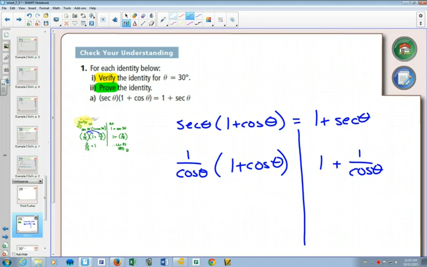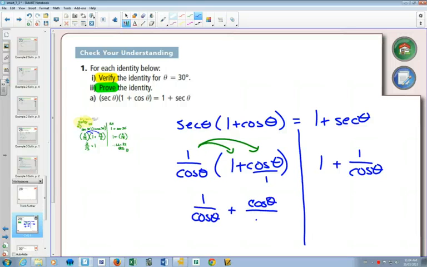Again, same thing that we did for distributing. I could distribute the 1 over cos. 1 over cos times 1 is 1 over cos theta. And 1 over cos times cos becomes cos theta over 1. How do we multiply fractions? Multiply the tops, multiply the bottoms, and you would have cos theta over cos theta. Now, of course, cos theta over cos theta is 1, and I still have 1 over cos. And my left side is equal to my right side. So I am done and have proven what I was asked to prove.